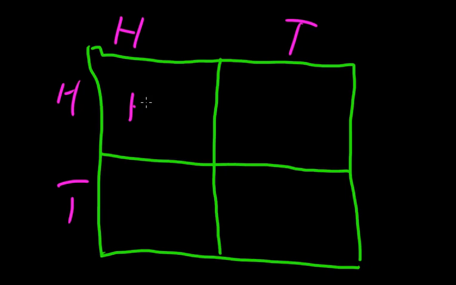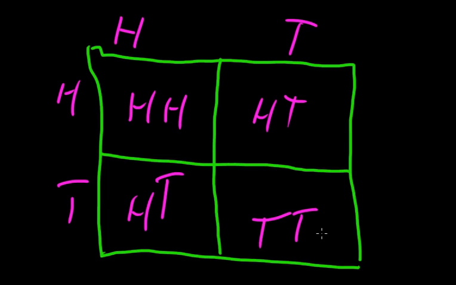Okay, so we're going to have HH, HT, TH, TT. If I have a result of HH, it would be here, HT here, HT here, TT. Okay, same thing. 25% would be HH. 25% probability would be TT. 50%, 2 out of 4, will be HT.